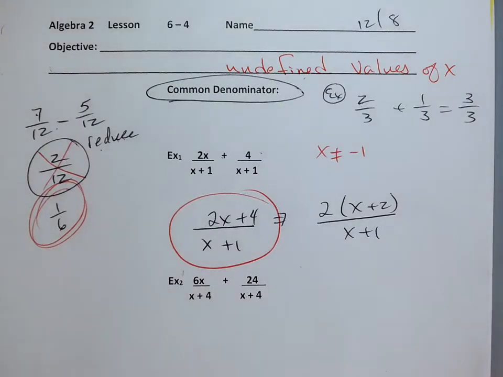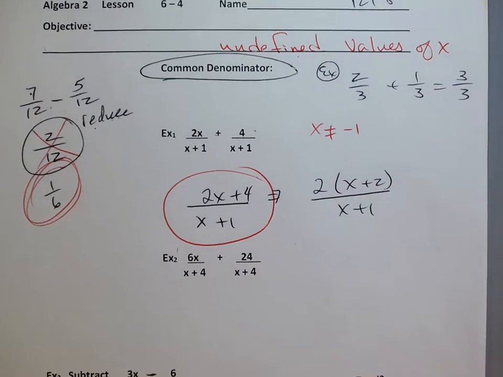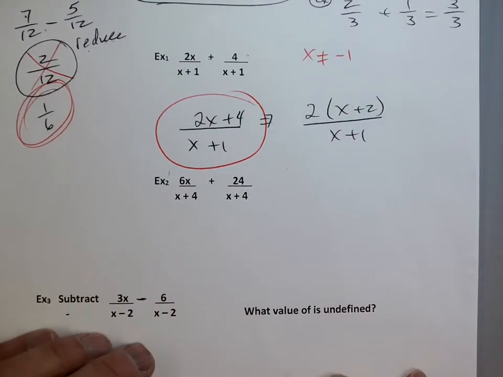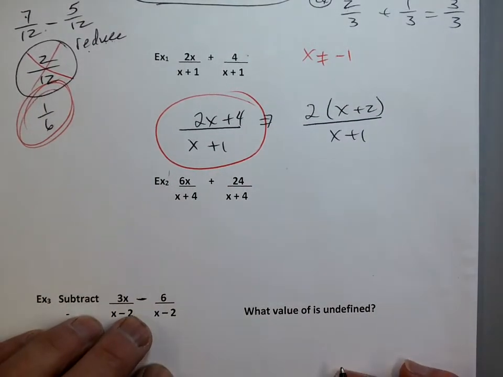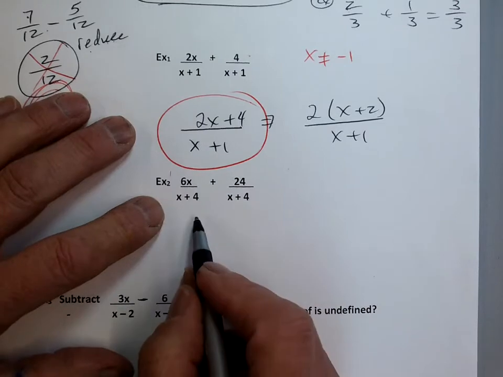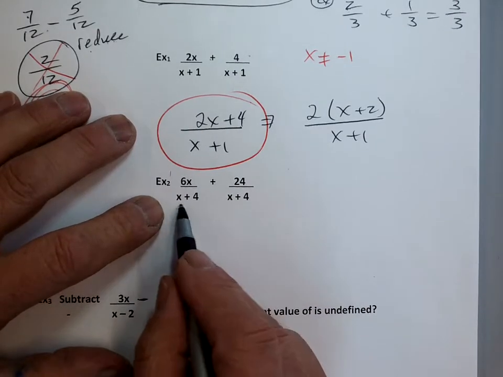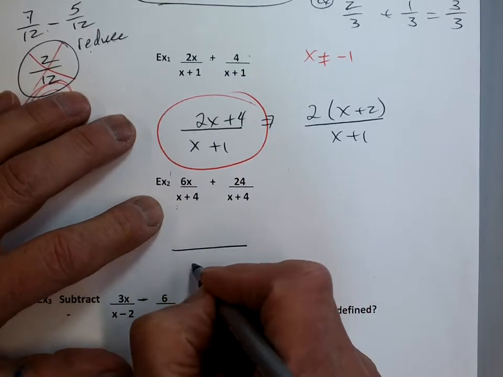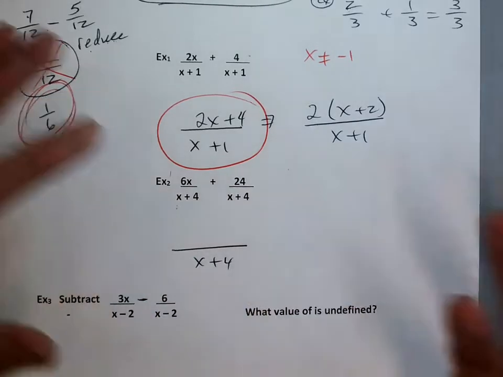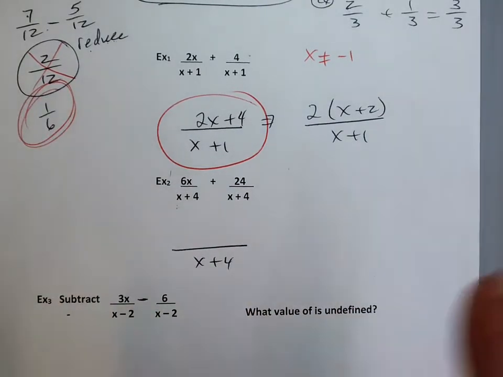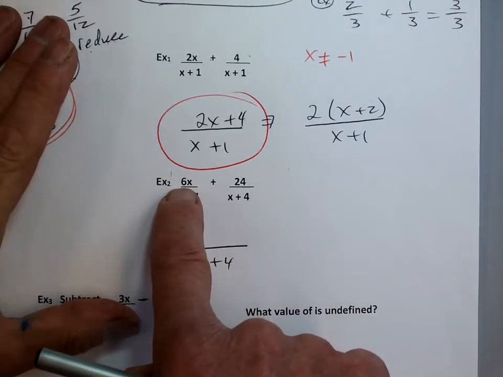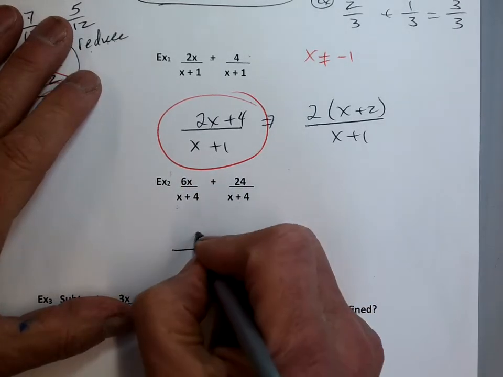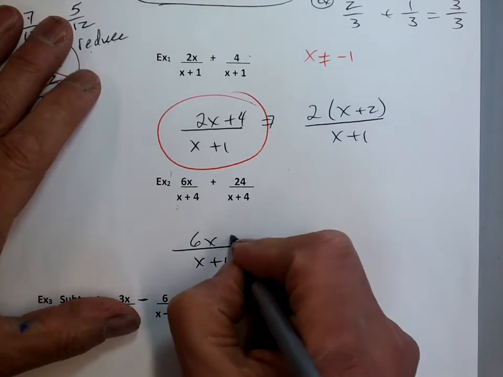Now, example 2 is a little bit different because I think we're going to be able to simplify and reduce when we're done. So let me slide this up. Again, what we're looking for is a common denominator, and the common denominator is x plus 4. These aren't too bad today. And then what I'm going to do is add it. I'm going to go 6x plus 24.